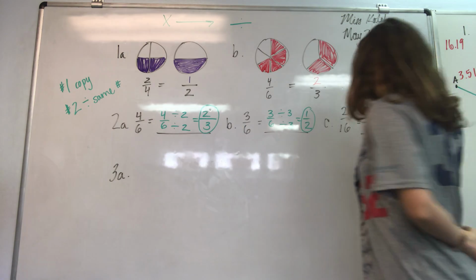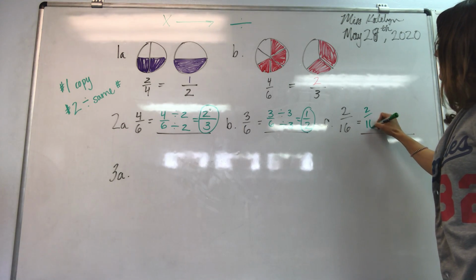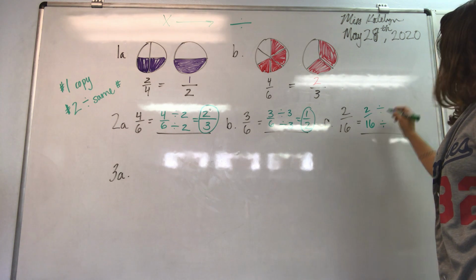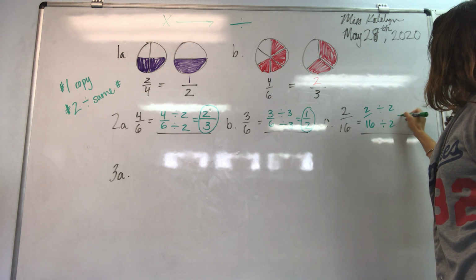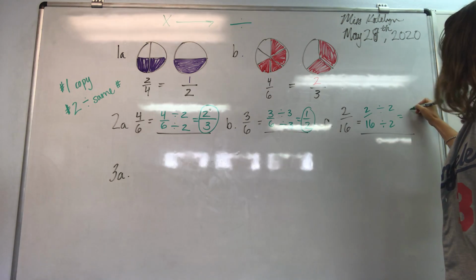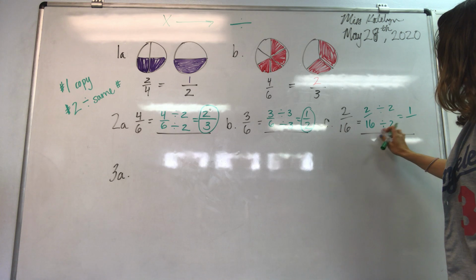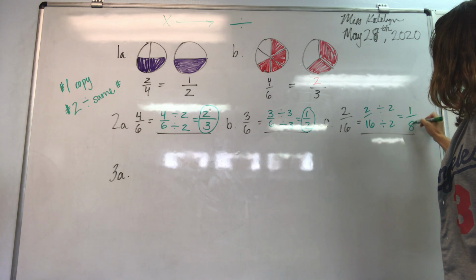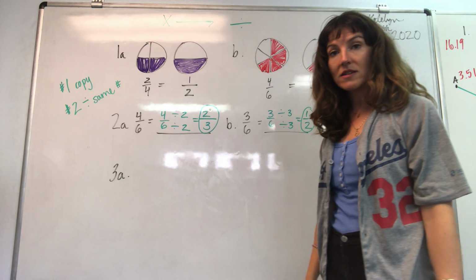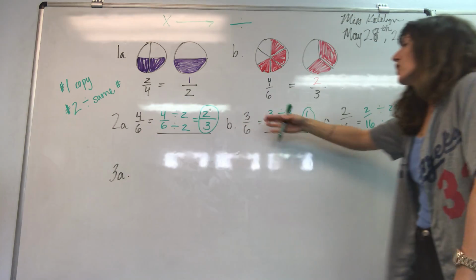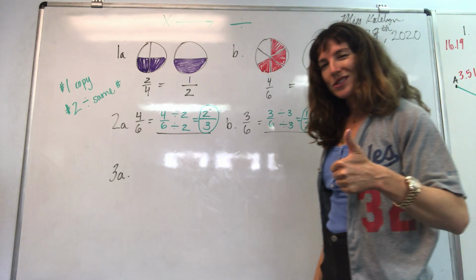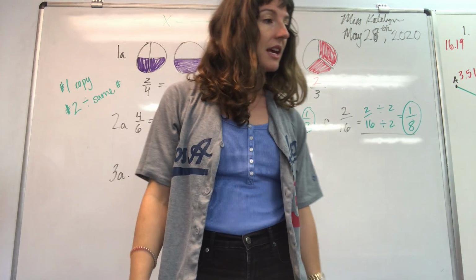Step number 1, copy. 2/16 is 2/16, and then we divide the top and the bottom by the exact same number. We're going with 2. 2 divided by 2 is 1. Very good. And 16 divided by 2 is 8. That's your final answer. Circle it. You are awesome. You have just reduced 3 fractions. Well done, chickadees.